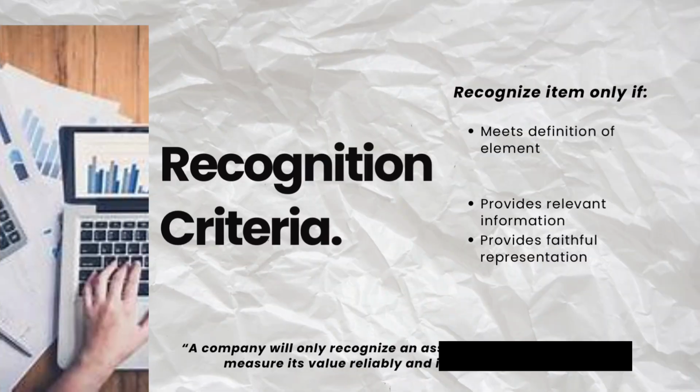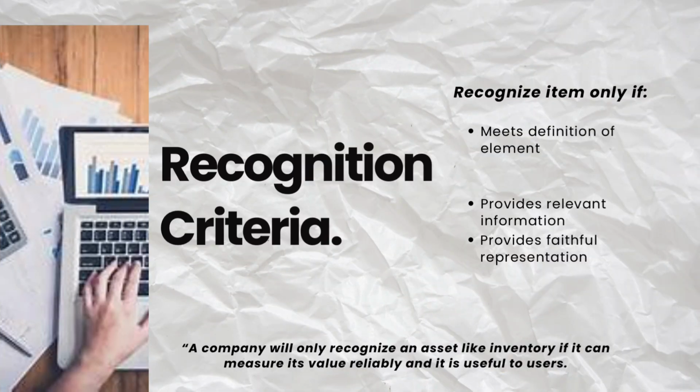There are two main criteria for recognition. First, the item must meet the definition of an element. Second, it must provide relevant information and be a faithful representation. For example, a company will only recognize an asset like inventory if it can measure its value reliably and it is useful to users.